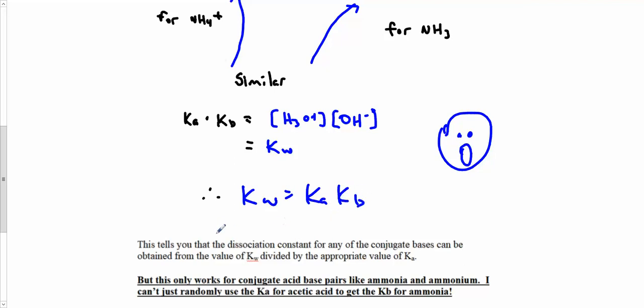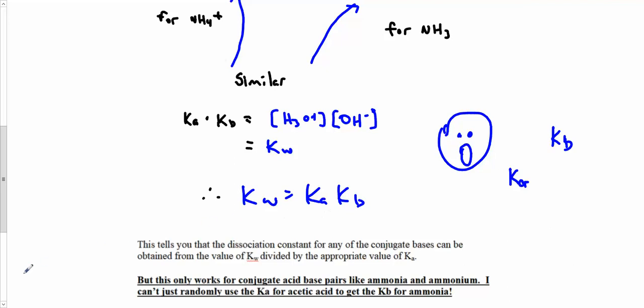This tells you that the dissociation constant for any of the conjugate bases can be obtained from the value of Kw divided by the value of Ka. So often when I look in some sort of table of values for Kb, I might not be able to find it. What they often do is instead of Kb tables, they only have Ka tables. And they force you to find the proper Ka for the conjugate acid of whatever base you're looking for. Use this formula and solve for Kb. At the back of our book, it has some of both, but in many places it won't. It'll only have Ka values.